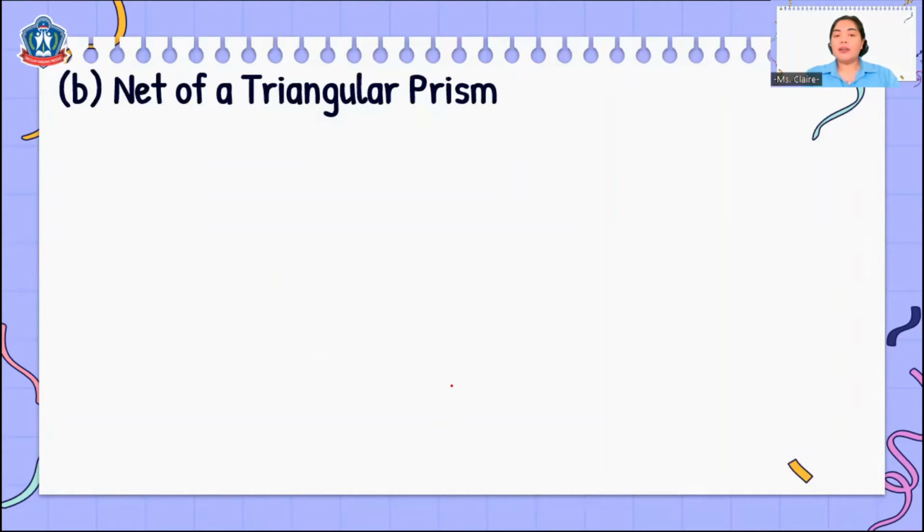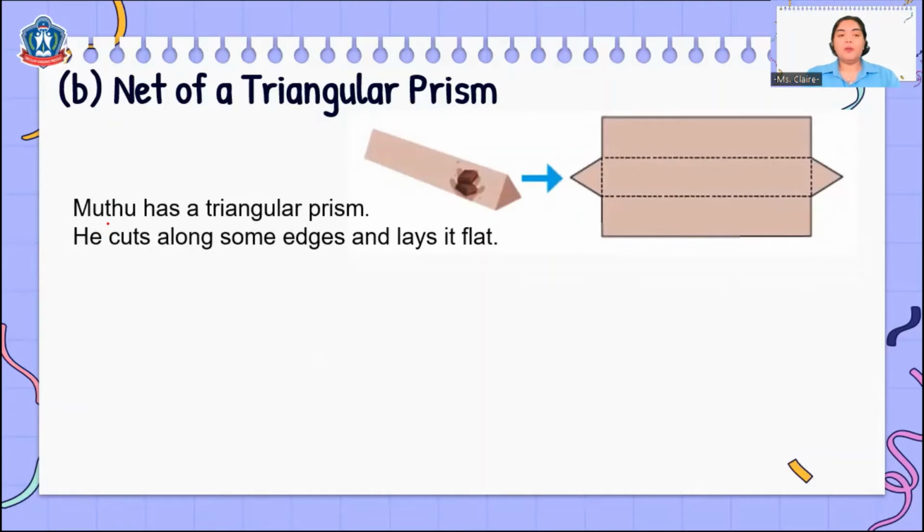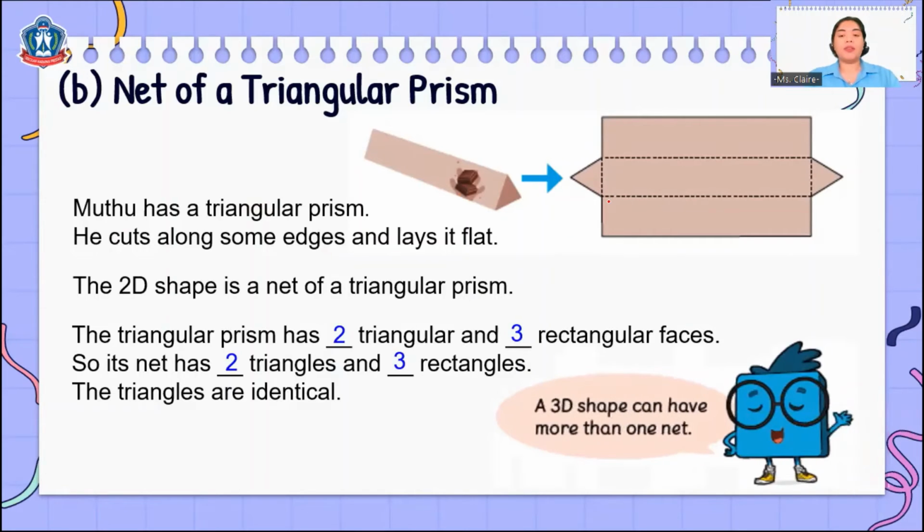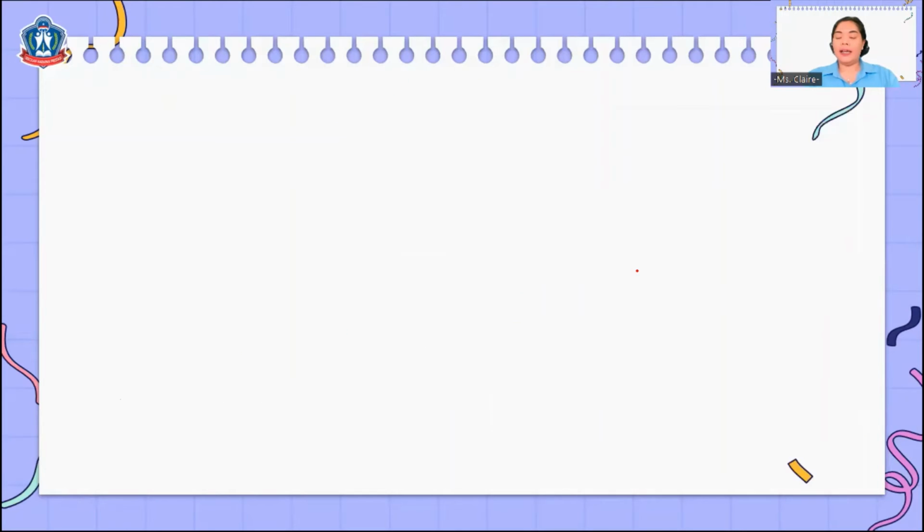Next, net of a triangular prism. Take a look. Muthu has a triangular prism. He cuts along some edges and lays it flat. So this 2D shape is a net of a triangular prism. So it has how many triangles? We have 2 triangles and it has 3 rectangular faces. The triangles are identical. Prism children always have identical shapes on both ends. A 3D shape can have more than one net.